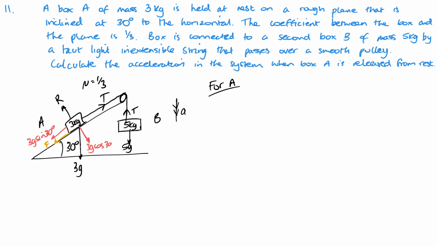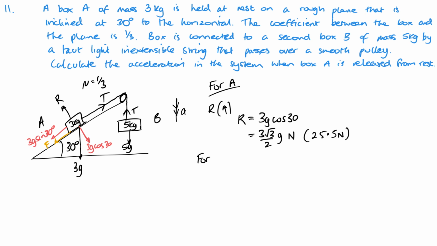So let's look at A first. And we're going to resolve perpendicular to the slope. So R is going to be equal to 3g cos 30. And cos 30 is root 3 over 2, so we get 3 root 3 over 2 g. I'll leave it like that rather than as a decimal. I'll pop that decimal in here, but I'll leave the full value for now. I next need to think about the overall force moving, pulling this up. So let's look at B.